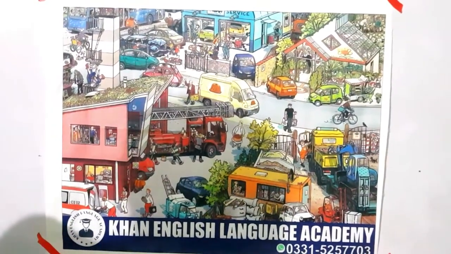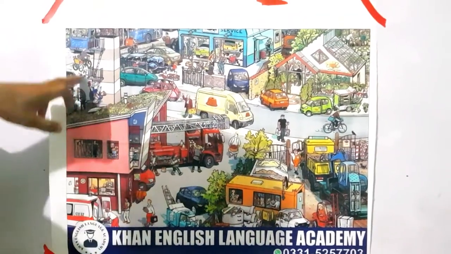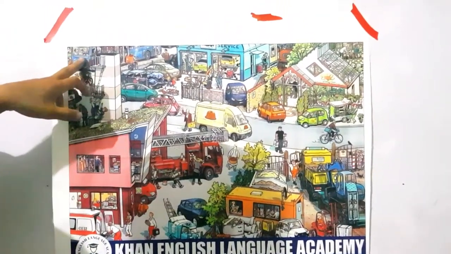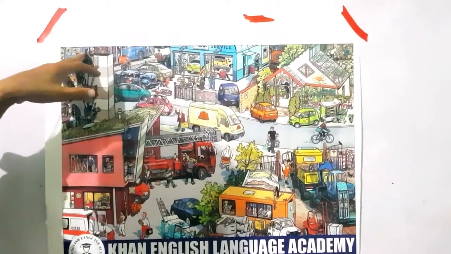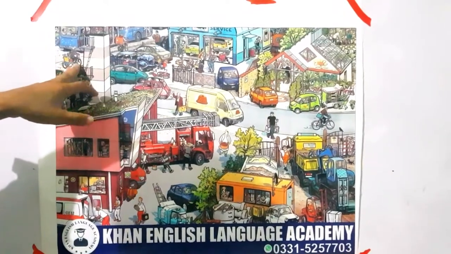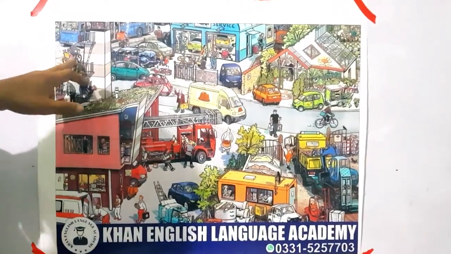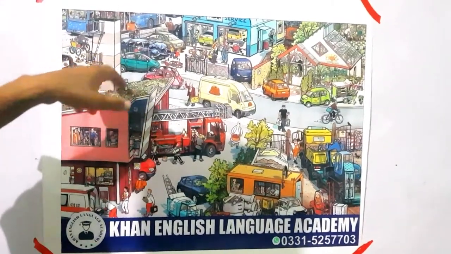Next, I will talk about the characters and their actions. So here is the bus, a bus driver, and also the people inside the bus. Here we can see a man with a three-wheel scooter carrying his children. Also, a dog is walking with them, running with them.